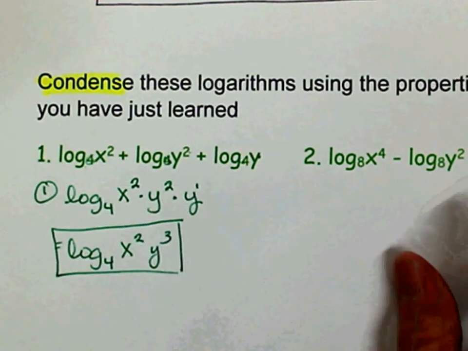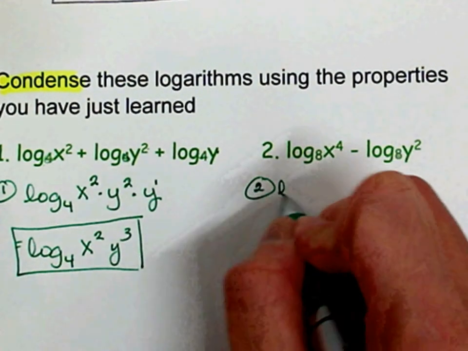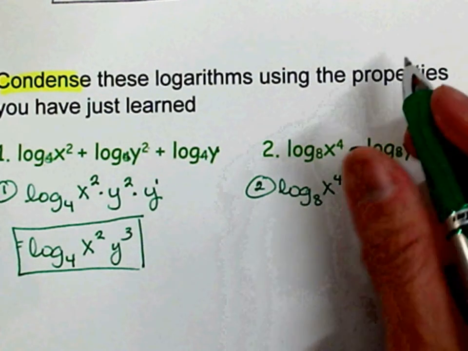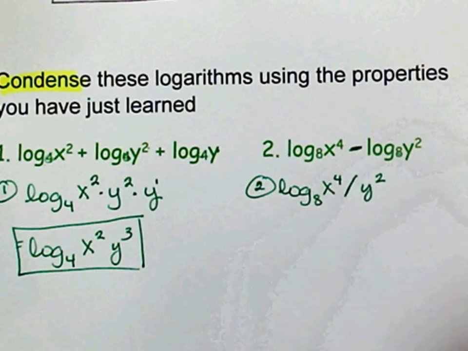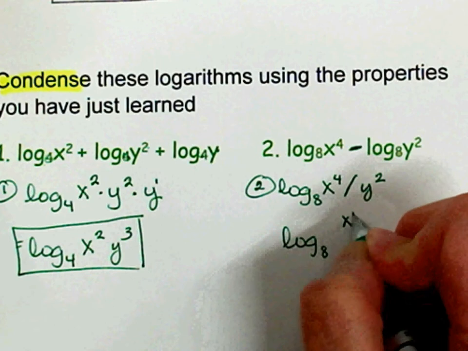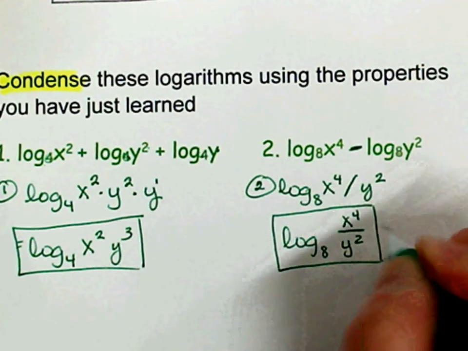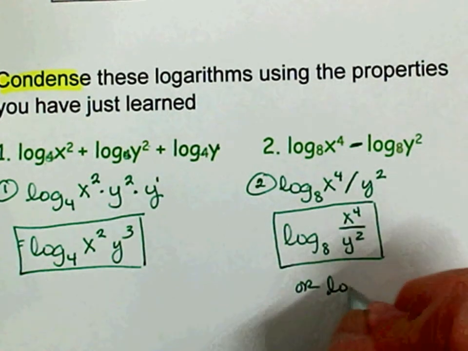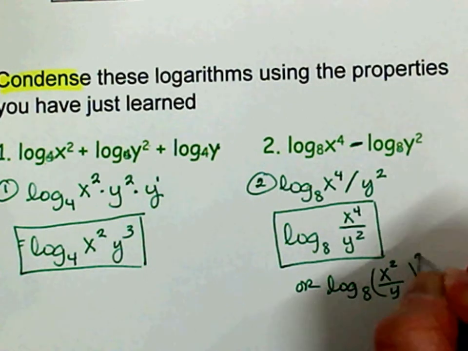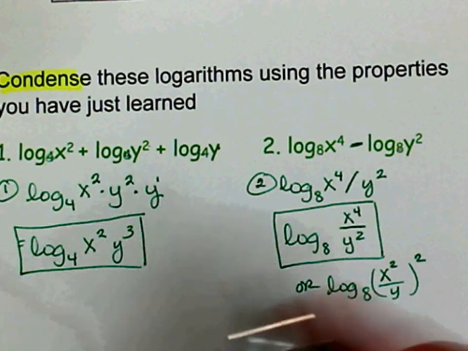Let's look at number 2. Same base, log base 8 of x to the 4th, what corresponds with minus, divide by y squared. Okay, so I'm going to rewrite it. Log base 8 of x to the 4th divided by y squared. You can write it like this, or you can factor out your 2. Log base 8 of x squared divided by y, the whole thing squared. That square goes to both of these. Both of these are acceptable answers. Okay?